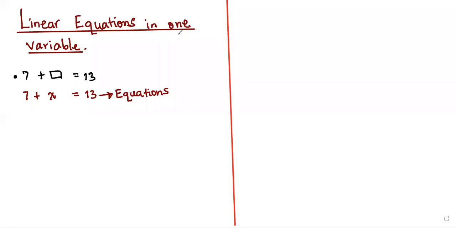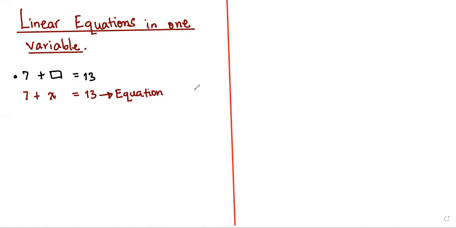So, linear equations in one variable. If I have 7 plus a number that I don't know, maybe like a box, is equal to 13, and I write an unknown like x for this box, and I have 7 plus x is equal to 13, that is what we call the equation.